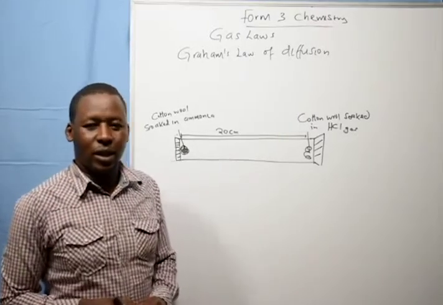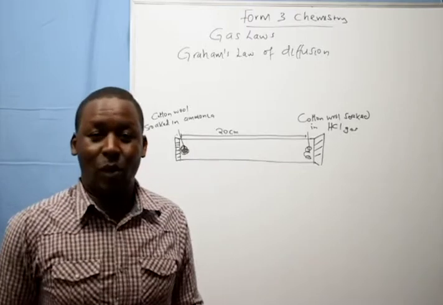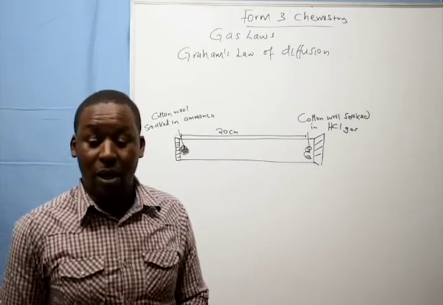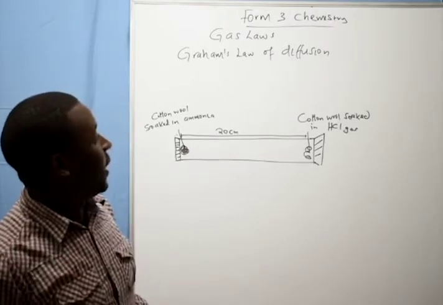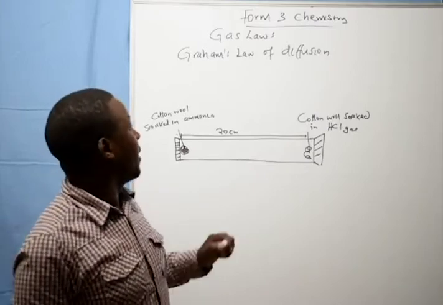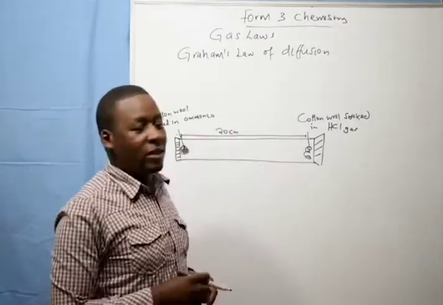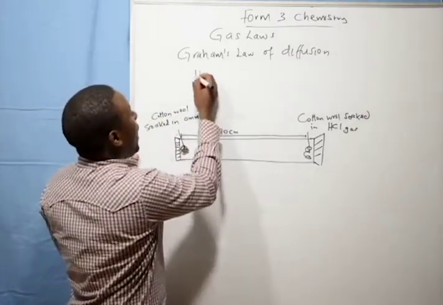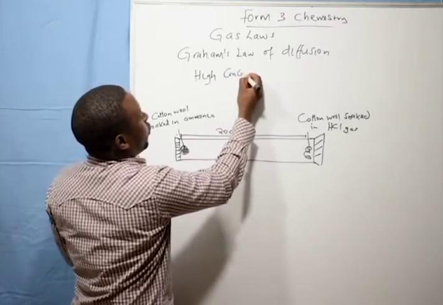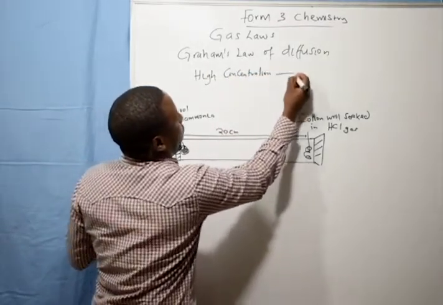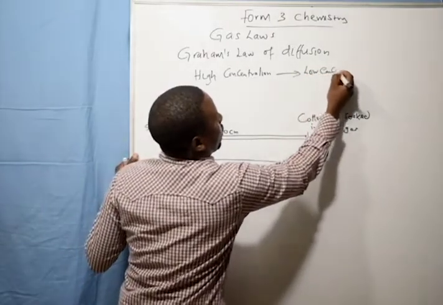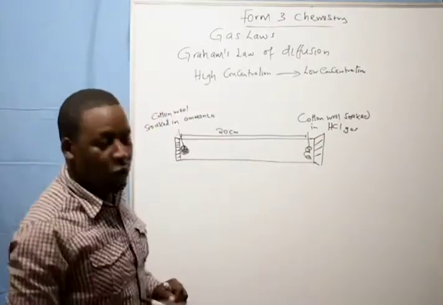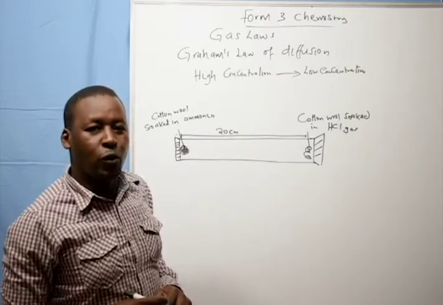Hello students, today we are going to look at one of the gas laws known as Graham's law of diffusion. As an introduction, diffusion is defined as movement of particles from a region of high concentration to a region of low concentration. So diffusion is a movement of gases from a region of high concentration to a region of low concentration.